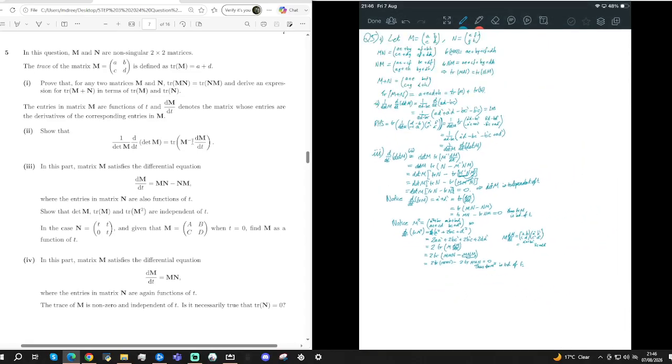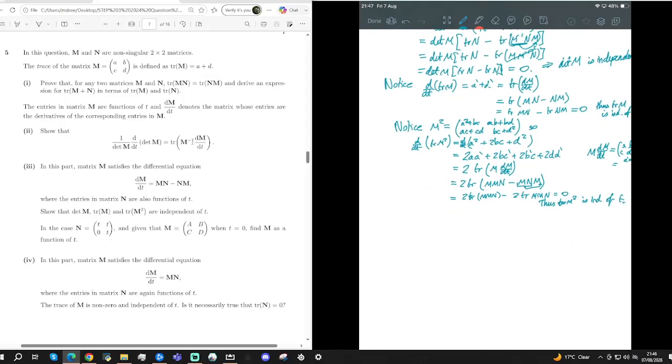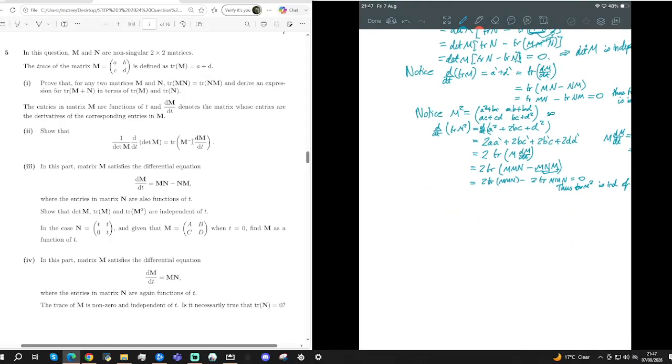A fascinating few results there, that just from this differential equation, which is quite a special differential equation, has led to certain things being completely independent of t, which is kind of time. So now we want to actually try and solve this differential equation in the case where N is 0, t, 0, 0 and M is capital A, B, C, D at time 0. Find M as a function of t. Okay.